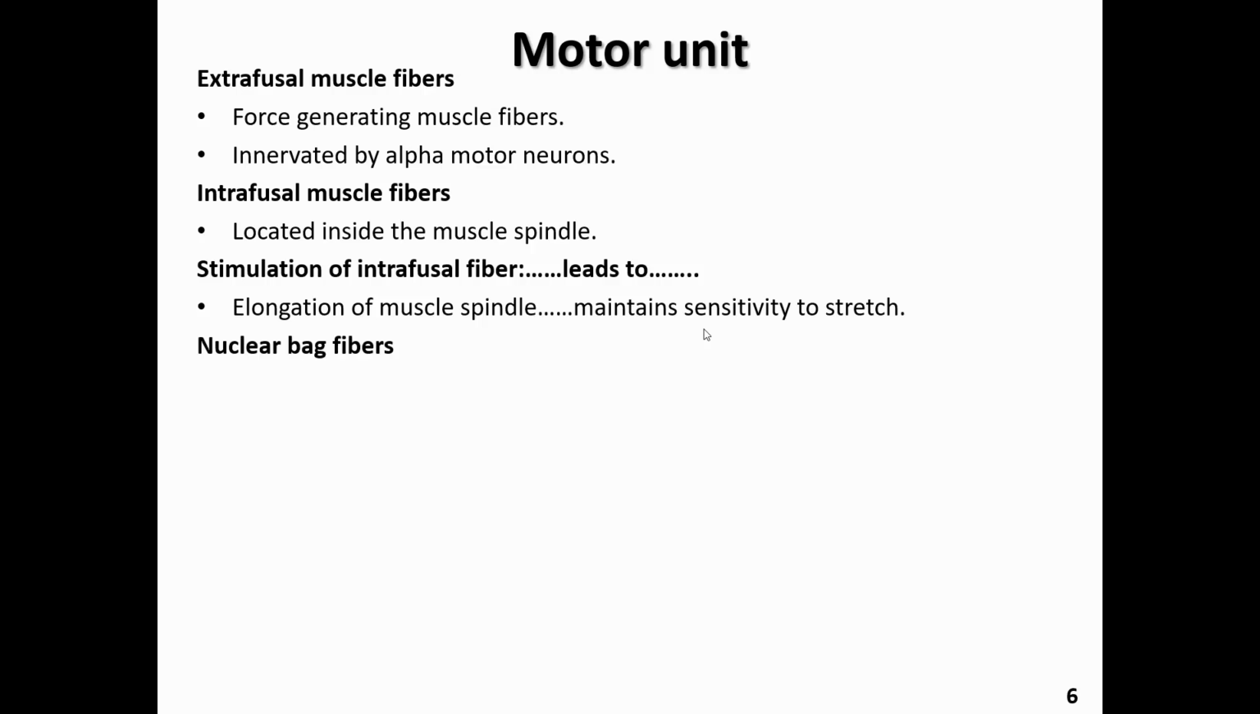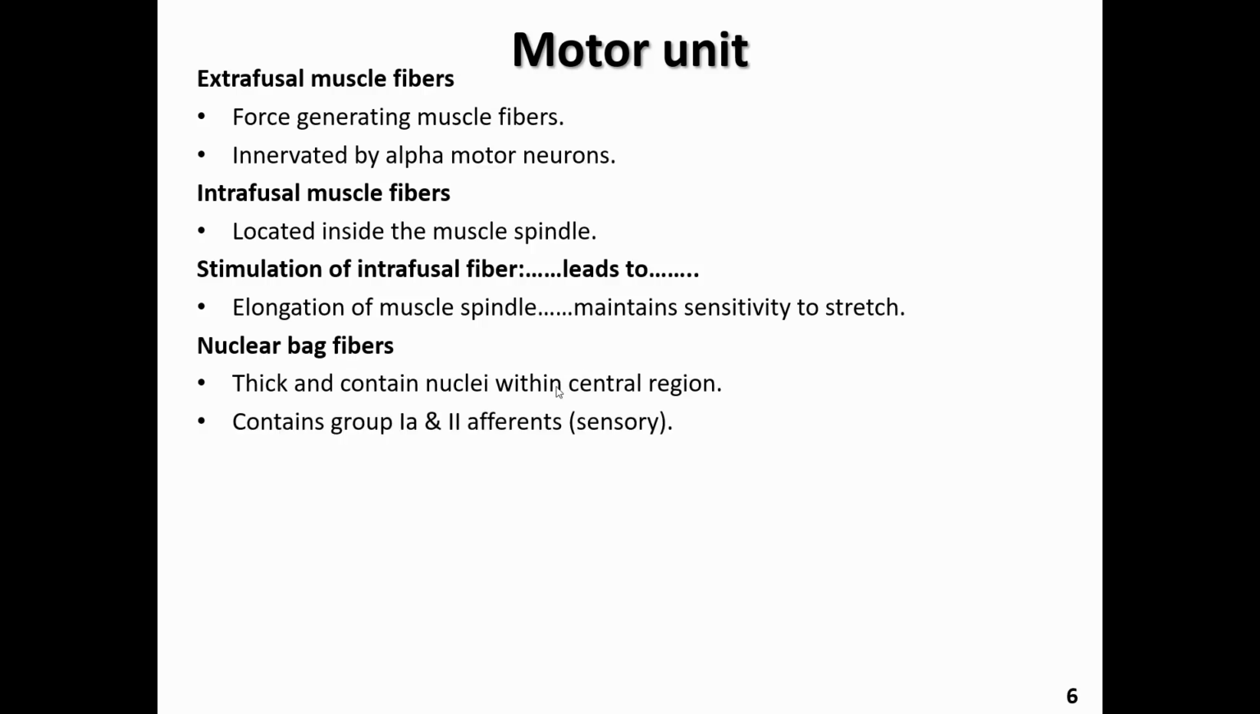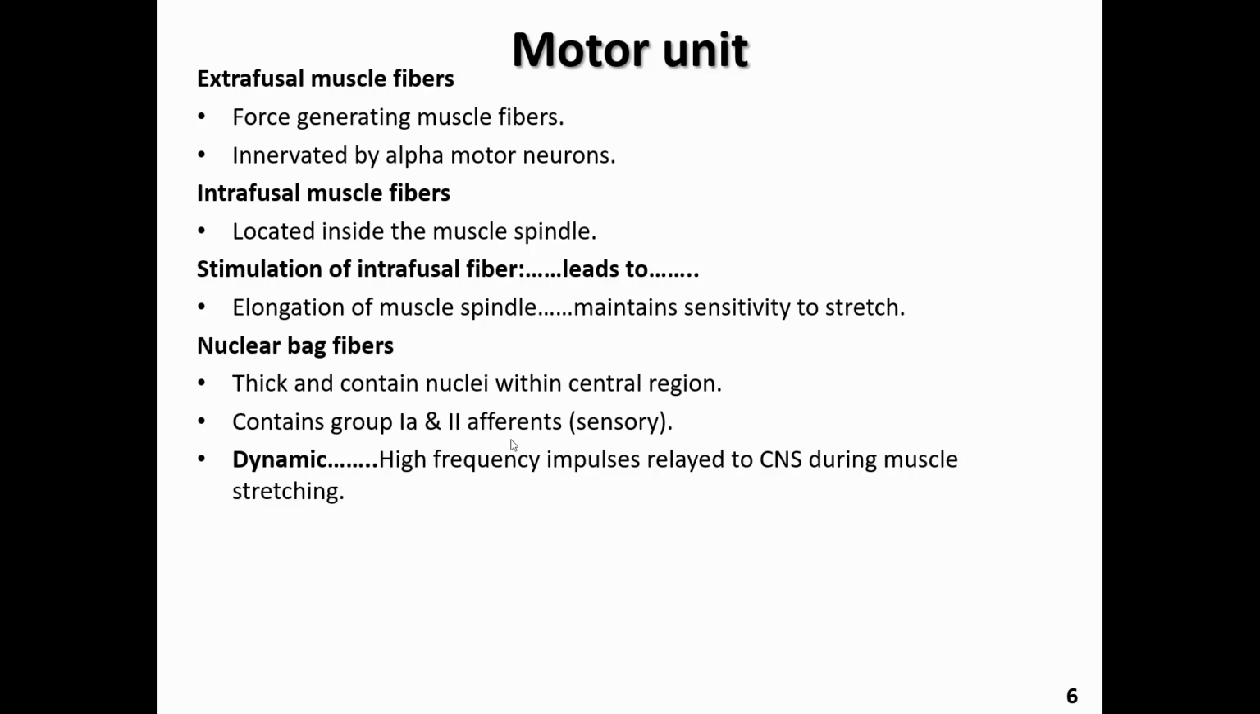As indicated on the previous slide, the nuclear bag fibers are intrafusal muscle fibers, so they're muscle cells, but these are relatively thick, and the nuclei are clustered within the central region, and these give rise or contain group 1A and group 2A afferents. So although the nuclear bag fiber would be activated by an efferent, E-F-F-E-R-E-N-T, motor neuron, the gamma motor neuron, they will also give rise to sensory information, which is afferent.